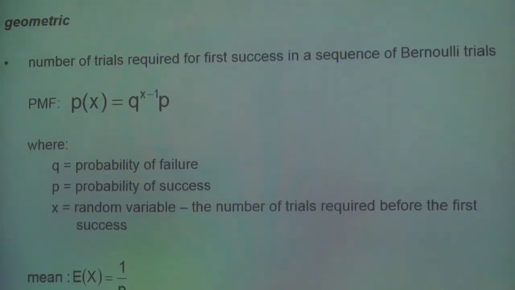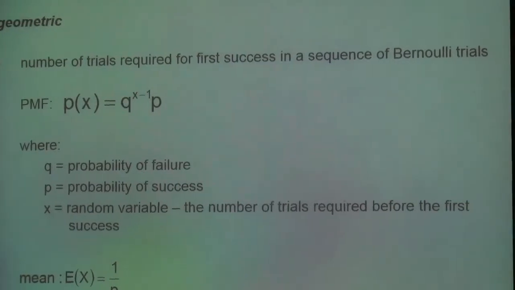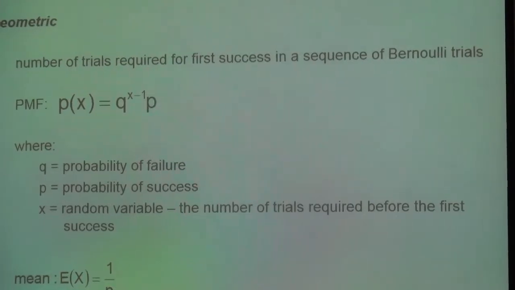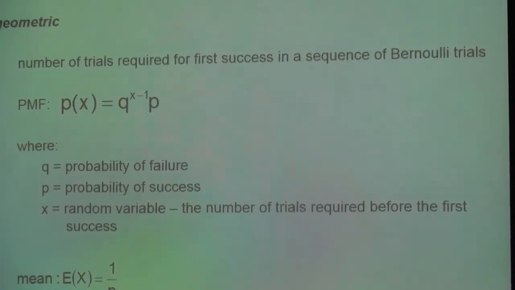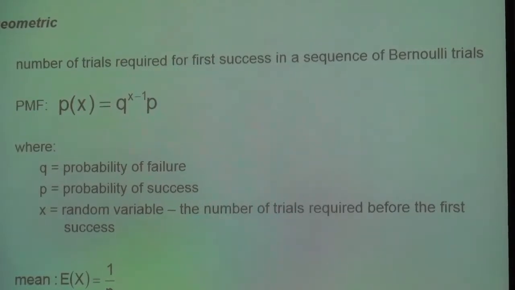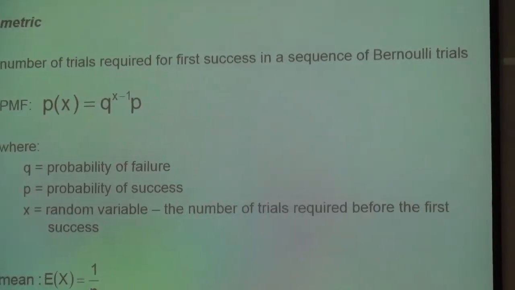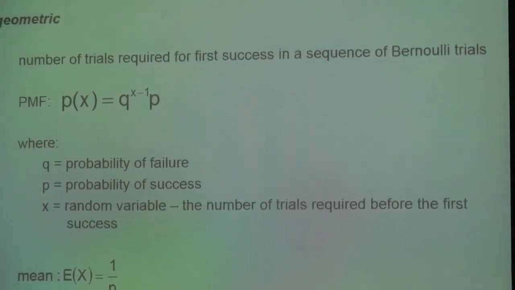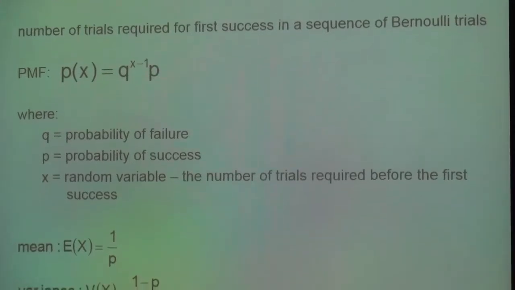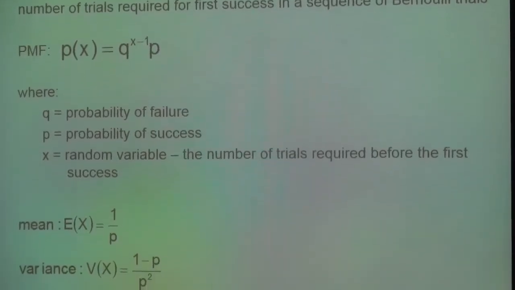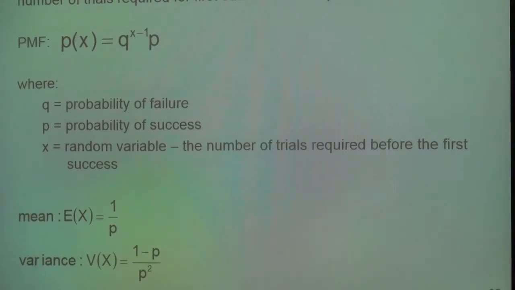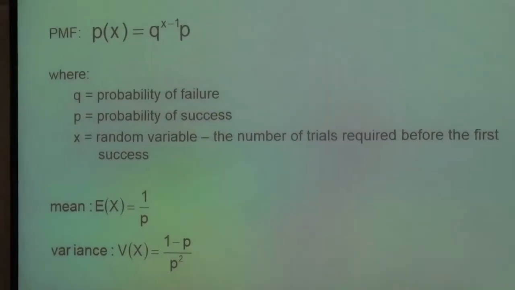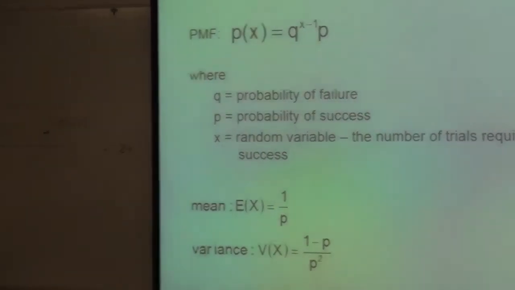First one's the geometric distribution. If we have a sequence of Bernoulli trials and P is success, this gives you the probability of the first success in a sequence of Bernoulli trials. So the number of trials required before the first success is X. If I want to know, given a certain probability of failure, or a certain probability of success, either way, what's the probability that I will go 10 trials before I get a failure? That's the question that it answers.